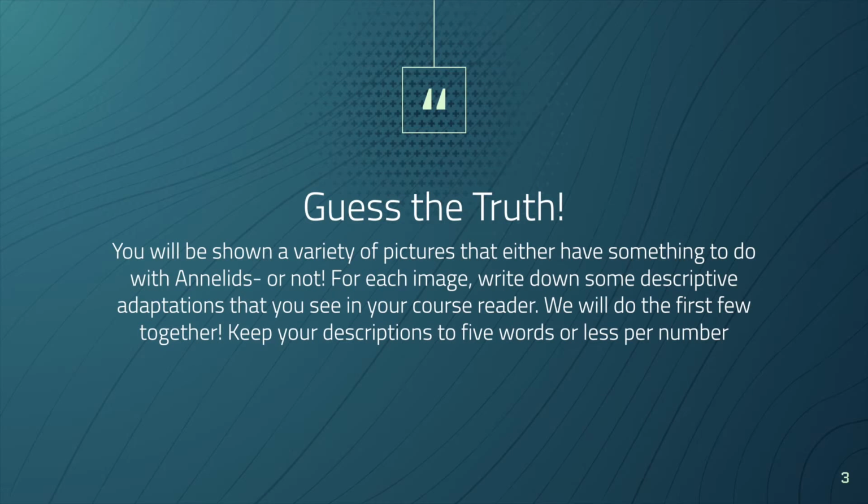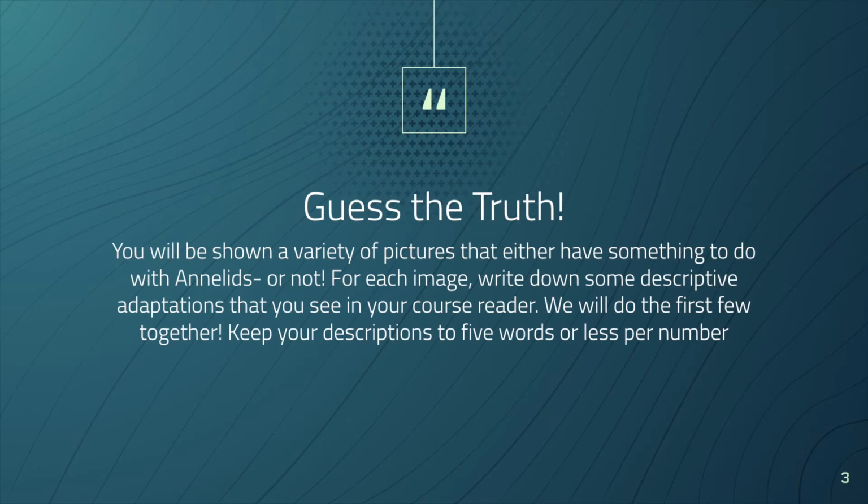Before we begin, we are going to do a quick activity called Guess the Truth. The rules for this activity are pretty simple. I'm going to show you a series of images that either have something to do with annelids or not. Your job is to look at the image and identify what is common between the images that have a yes title or what could be missing or not true from the no images. In your course reader is space for you to work alongside and fill in a response for each image. Try to keep your responses short, 5 words or less.